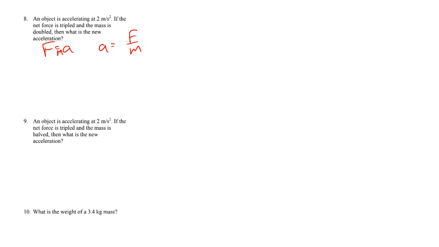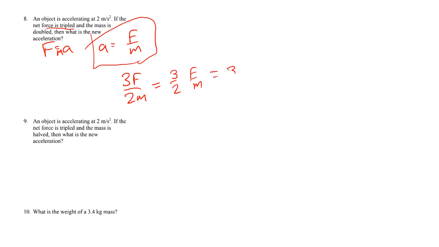Now if I triple the net force, so I'm going to have 3F, and the mass is doubled, divide by 2M. So this is what I'm working with. What this is going to equal is 3 halves times F over M. Now F over M is equal to A, so it's going to be 3 over 2 A. So I'm going to have 3 halves, or 1.5, times whatever the... Oh, we know the acceleration. The acceleration is 2. So I'm going to have 3 halves times 2, which is equal to 3 meters per second squared.